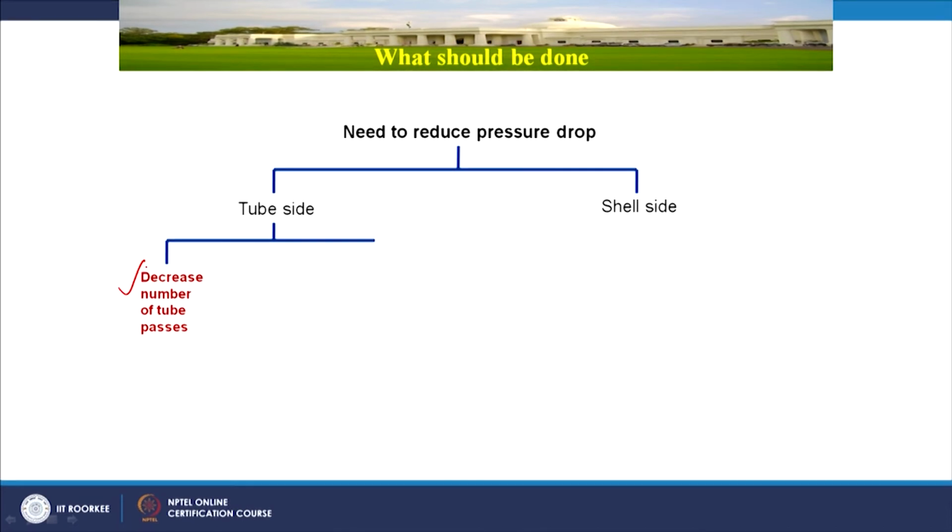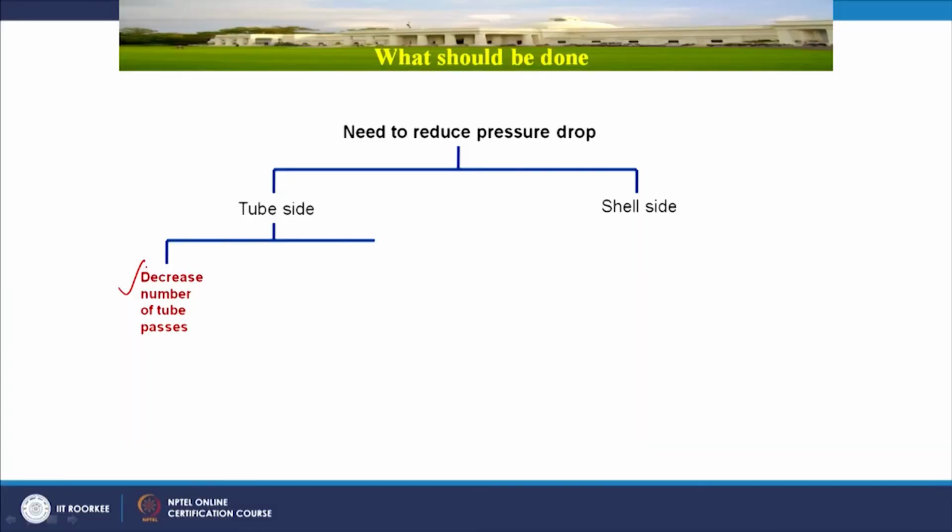Okay. So, there may be contradictory thing, you have to increase the pass to increase heat transfer coefficient, but at the same time it will give more pressure drop, right. So, you have to reduce the pressure drop by decreasing the passes, but it will reduce heat transfer coefficient as well. So, you have to make the balance.